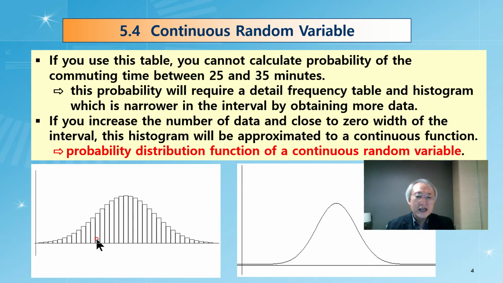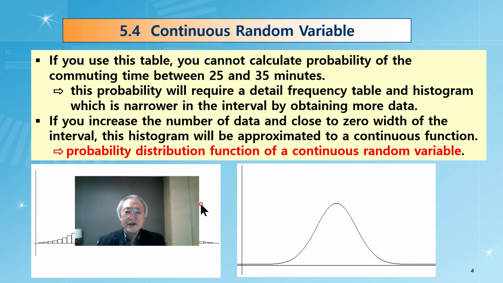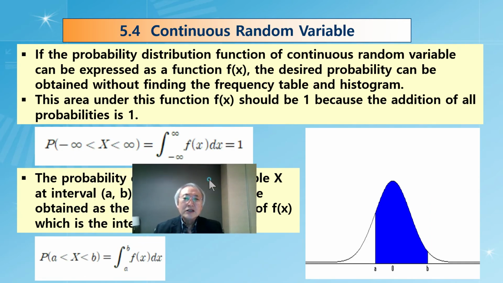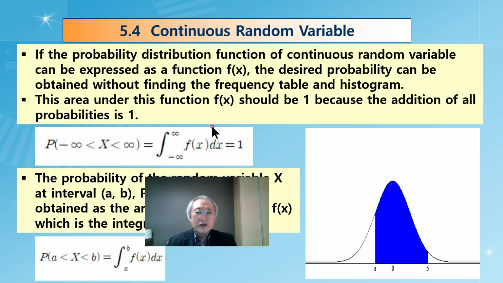Suppose you extend this idea, you keep narrowing the interval, it may get close to some kind of mathematical function. We call this the probability distribution function of a continuous random variable. If we call the probability distribution f(x), in that case, all the area under this mathematical function should be 1. It is a similar concept to discrete probability, where if you add the whole probability, it should be 1. It's an extension of that idea.